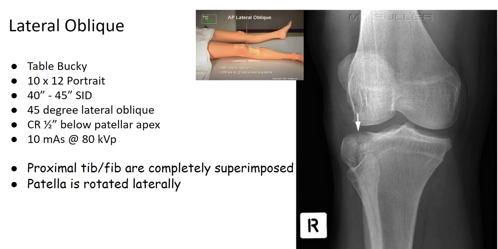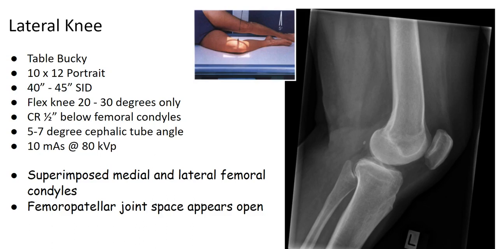Okay, next, let's look at our lateral knee. This is a 90-degree lateral, and you can see here in the picture that we are rolling the patient onto their side. You can certainly do this standing as well. You just turn them 90 degrees. This is a medial to lateral projection.